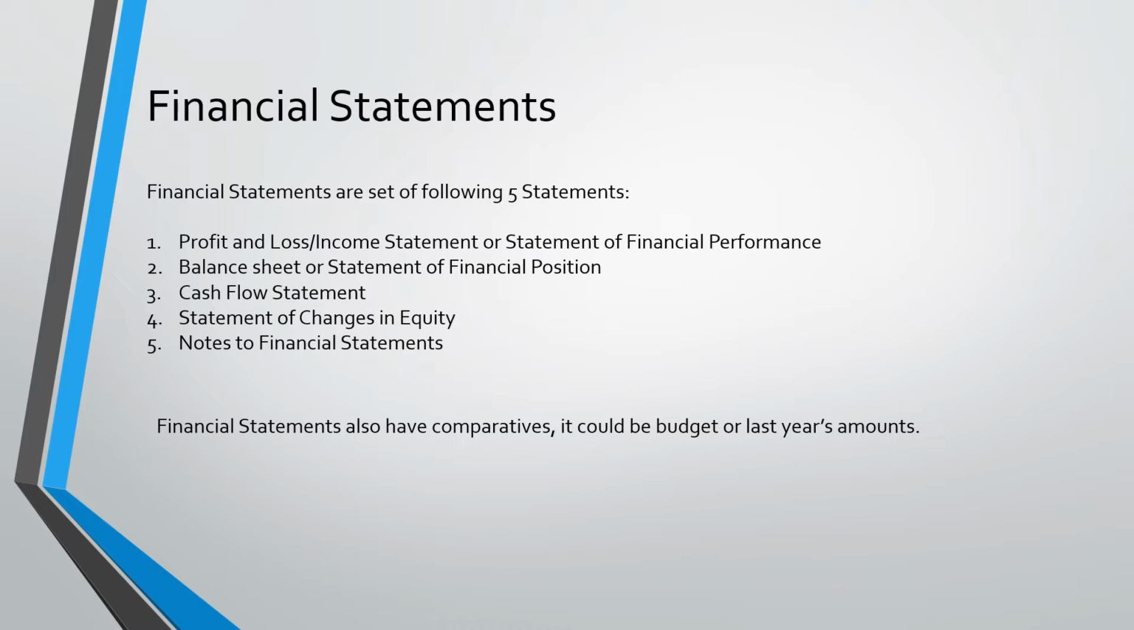Financial statements also have comparatives in them. It could be budget or it could be last year's amounts. It's just to give a bit more information to the reader so that they can look at the trend of business performance, whether it's going high or going low compared to the previous periods.